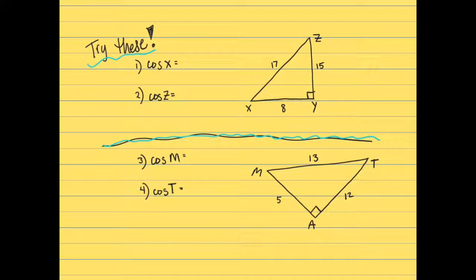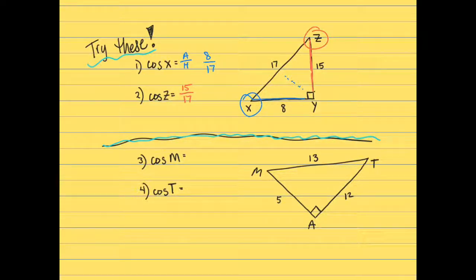So you were finding cosine of X. Cosine is the adjacent over hypotenuse. So the adjacent leg to X would be the 8. So 8 over the hypotenuse. Hypotenuse is across from the right angle. So 8 over 17 would be that ratio. Cosine of Z, so now we're looking from angle Z. His adjacent leg, or her, I don't want to assume anything about angle Z. Its adjacent leg is 15. And the hypotenuse is and will be 17. Ba-bam! Hopefully you got those right.